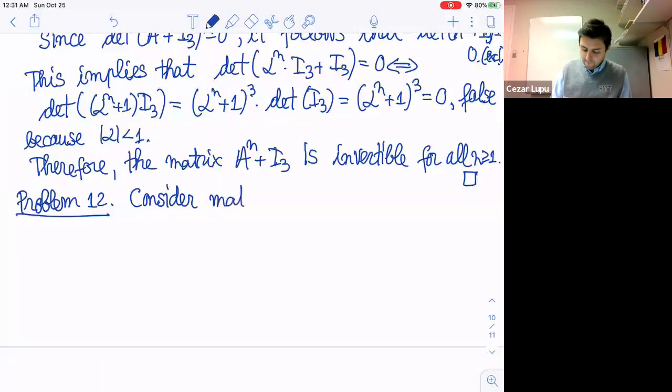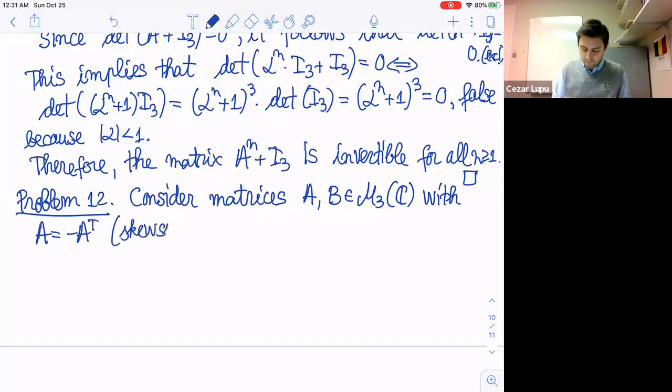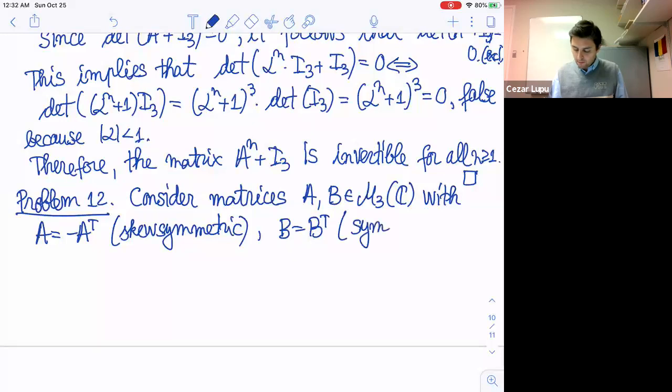matrices A, B in M3 of C, with the first matrix being skew symmetric, right? Let's write it here. And the second one is symmetric. Okay, so the first one is skew symmetric, the other one is symmetric.